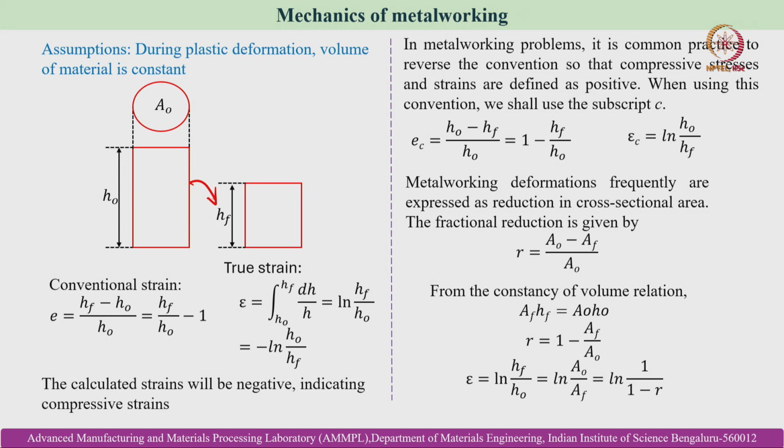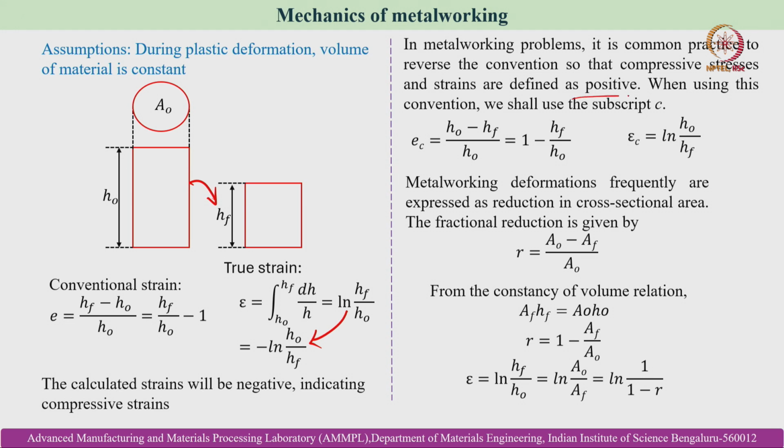So that means minus ln. Because it is a lesser value and a higher value, we can also express it as minus ln H0 by HF, and the calculated strains will be negative, indicating compressive strains. In metal working problems it is common practice to reverse the convention, so that compressive stresses and strains are defined as positive.